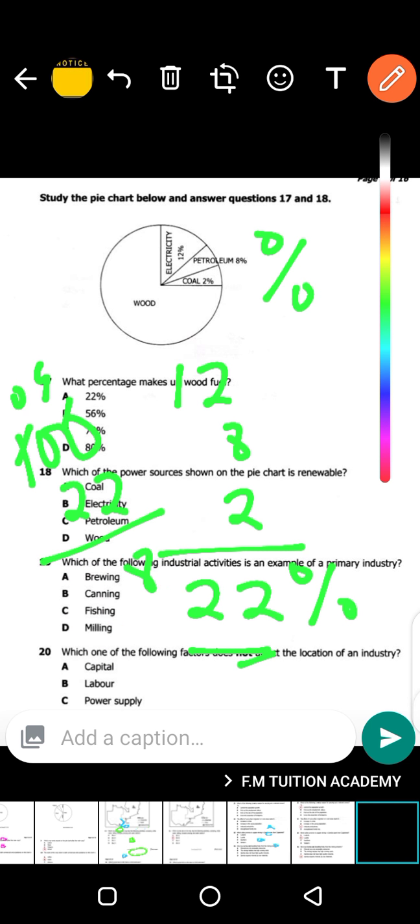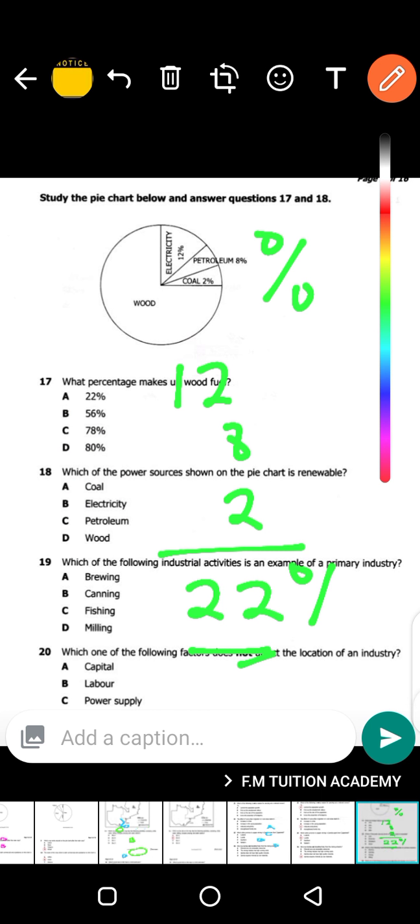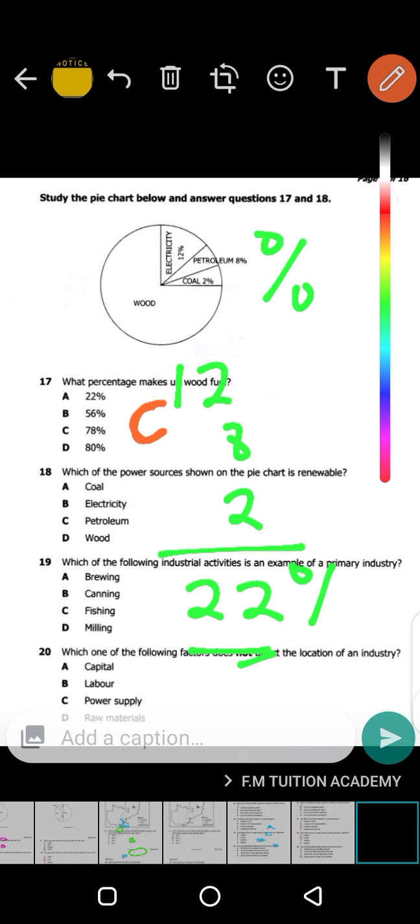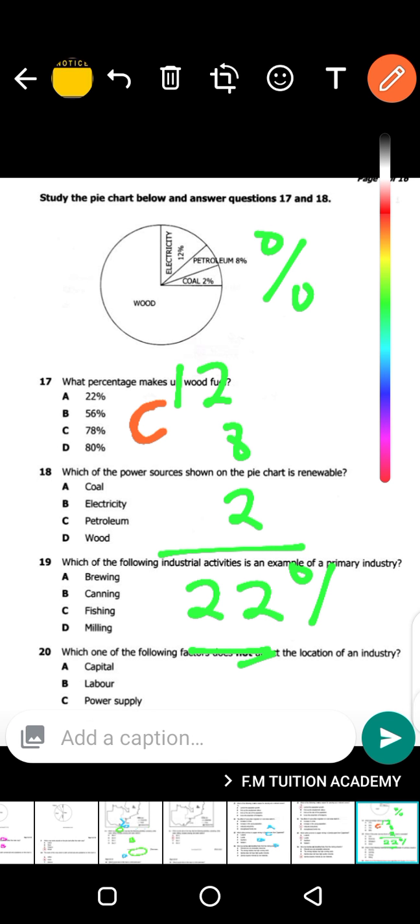Okay, let me remove this so that I put the answer. The answer is actually 78. So the answer is C. Okay, 78. C is the answer here. So you add these percentages and then you subtract from 100%. So just subtract 100 minus 22. You find 78.